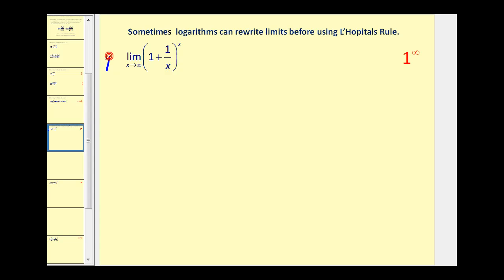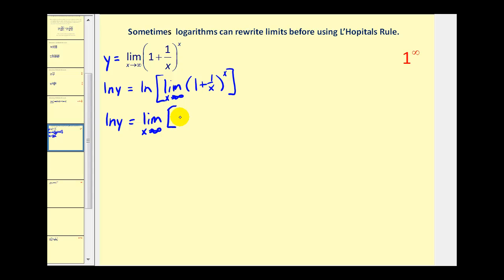So if we set this limit equal to y, and then take the natural log of both sides, we'd have ln y equals ln of the limit, and the natural log of this limit is equal to the limit of the natural log. So we have ln y equals the limit of ln (1 + 1/x)^x. And now if we apply the power property of log, we can move this x to x times the natural log. So let's go ahead and do that.